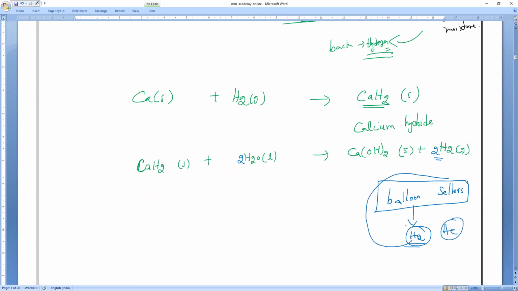In a small scale industry, if you want to produce hydrogen, this is the chemical equation that will be followed. The balloon seller has a cylinder of this one only. So when these both react, it will produce the hydrogen gas. That is what is filled in the balloons. So we can say it is a small scale industry method. If you want to produce hydrogen on a small scale, we will use this technique only.